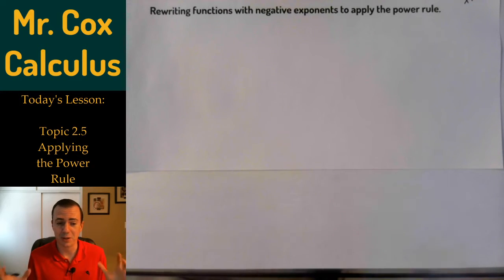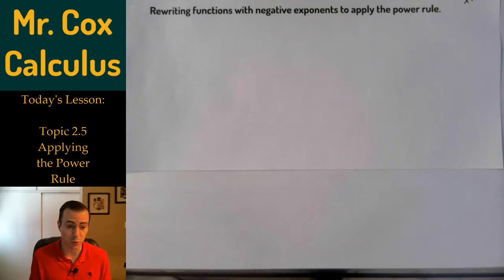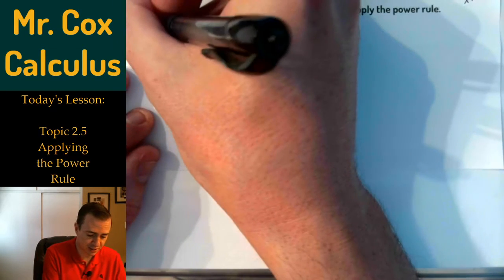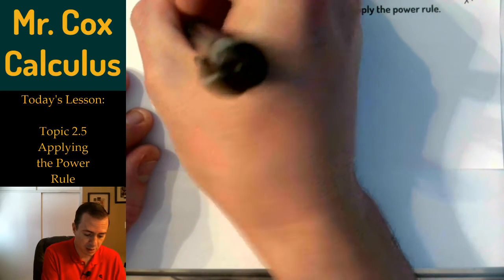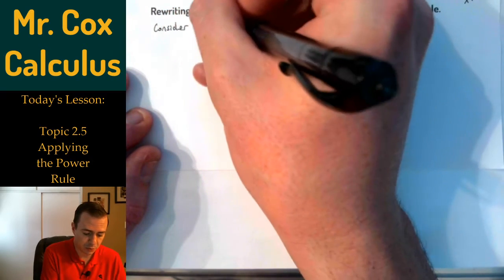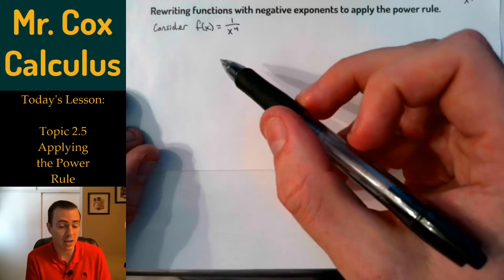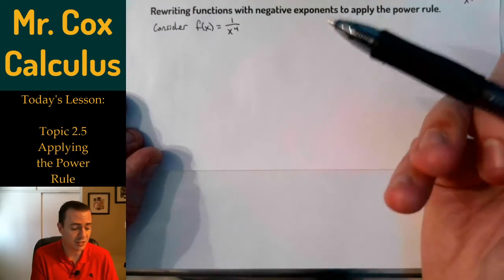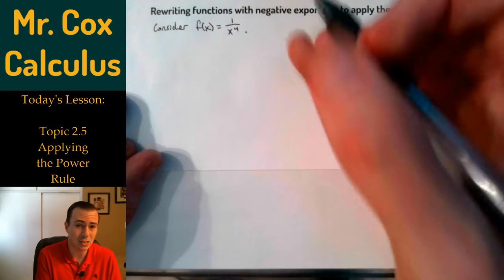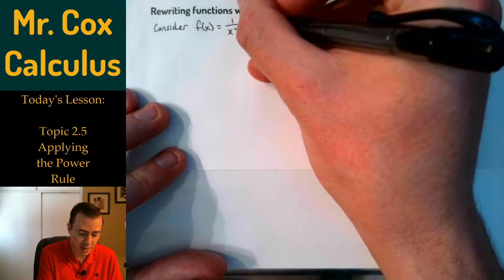So we now know this really handy tool for taking derivatives called the power rule. And one of the games that comes out of calculus is you really want to use the power rule when you can. It's the easiest rule for taking derivatives that you'll learn. So let's consider a function f of x equal to 1 over x to the 4 power, which, as it's written, is not a power function. So I can't use the power rule yet.